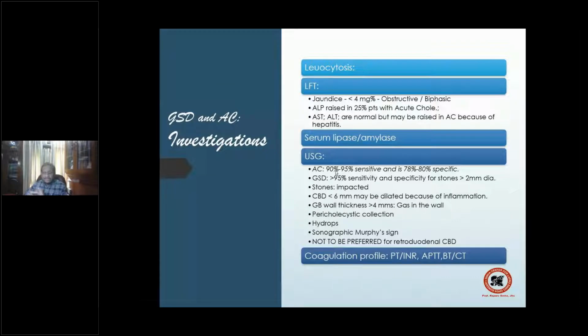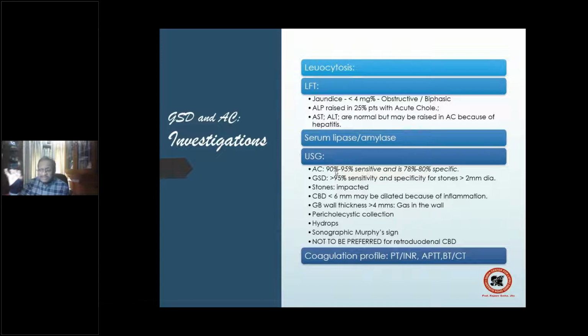The CBD should be less than 6 millimeter. Remember that. In acute cholecystitis, if you have a CBD more than 6 millimeter, and it is just marginally beyond 6, it could be because of inflammation or associated cholangitis. But let's say it is 7 millimeter, 8 millimeter, then please start thinking of an obstruction in the CBD, most commonly a stone in the CBD.